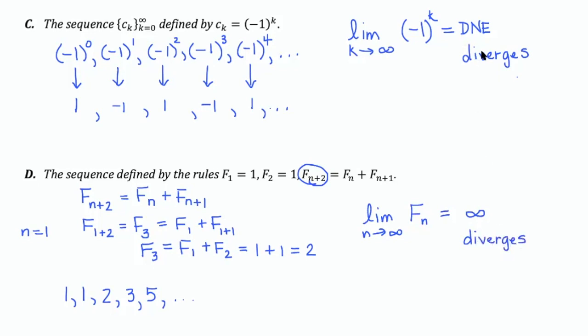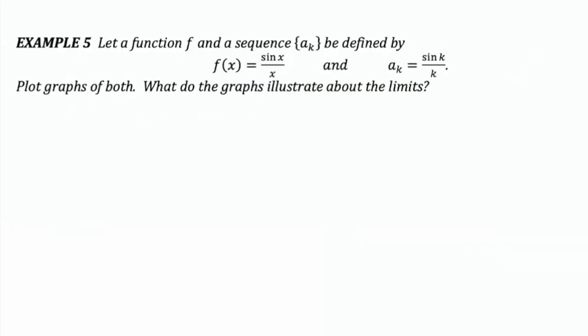It may diverge because there is no limit. It may also diverge if the sequence just gets larger and larger and larger without bound. It can also diverge to negative infinity. We'll look at one more initial example where we have both the function and a sequence.